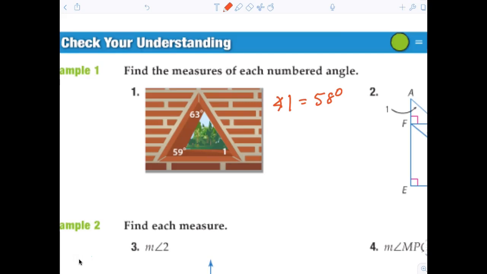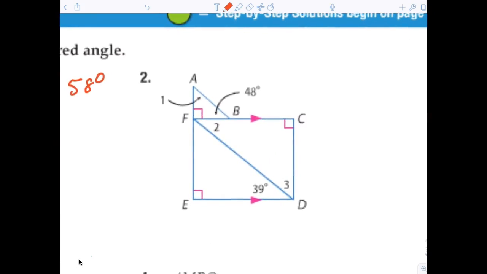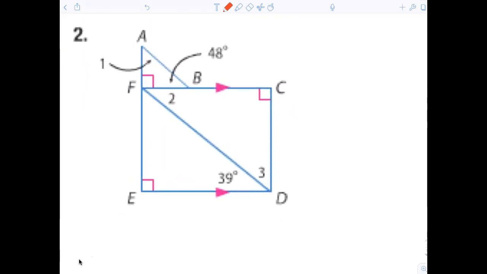Now let's look at question number 2. Again, what we need to do is look at the symbols for parallel. I'm looking for angle 1, angle 2, and angle 3. Somebody obviously tell me what angle 2 is. 39, right? Because it's alternate interior angles. Those have to be equal. So that's 39 degrees.